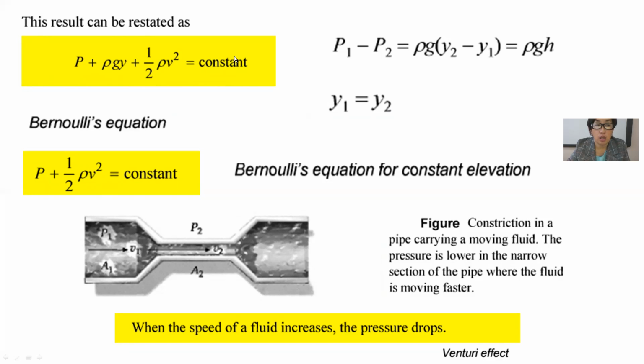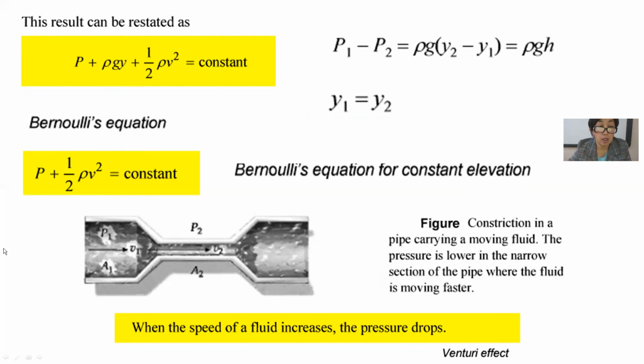And because y1 equals y2, the change in pressure equals rho g h. Bernoulli's equation here is for constant elevation: P plus rho v squared divided by 2 is a constant, with static pressure, dynamic pressure, and hydrostatic pressure.